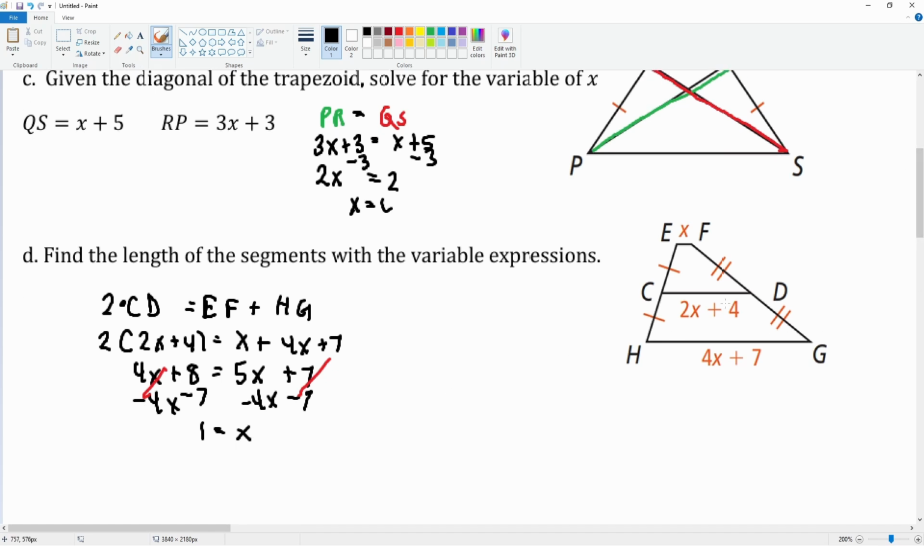And then you need to find the lengths. So EF is 1. CD is 2 times 1 is 2 plus 4, which is 6. And HG is 4 times 1 plus 7, that is 11. That makes sense because 1 plus 11 is 12. Divide by 2 gets you that 6.